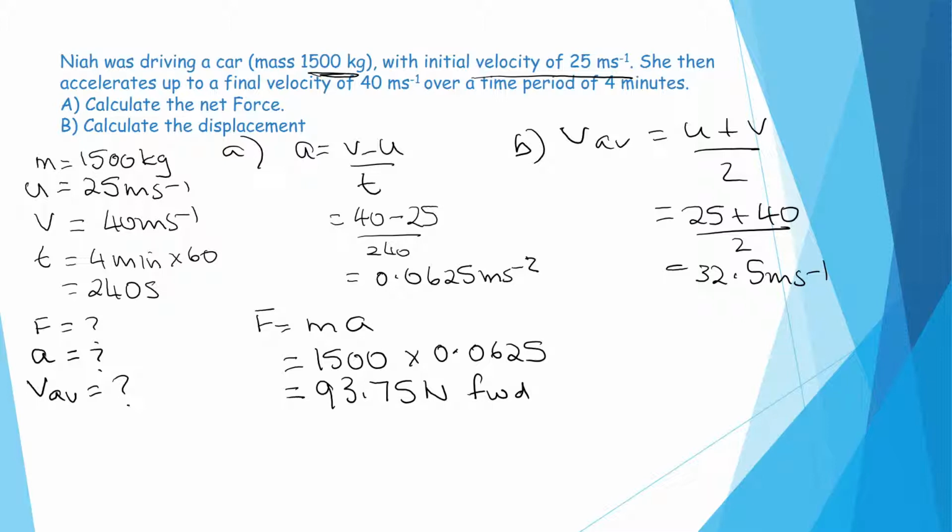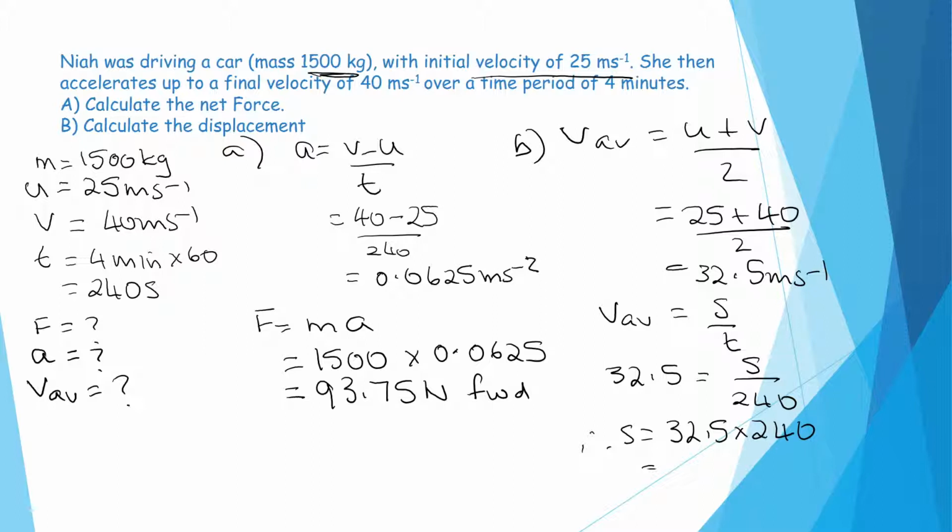Next step. If I've got a V average, I can find a displacement. So the V average is 32.5. The displacement we don't know, but the time was 240. So therefore the displacement must equal 32.5 times 240, which comes out to 7,800 metres. Don't forget your direction because displacement is a vector, so it's forward.